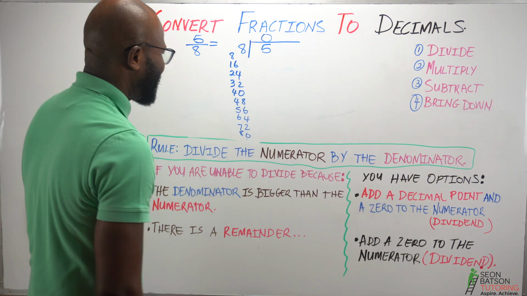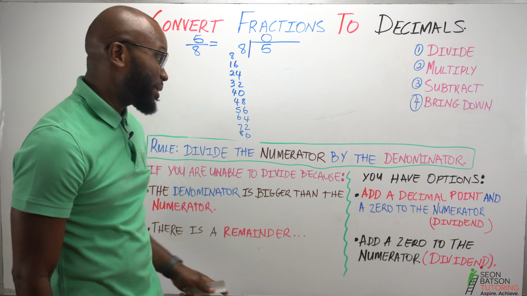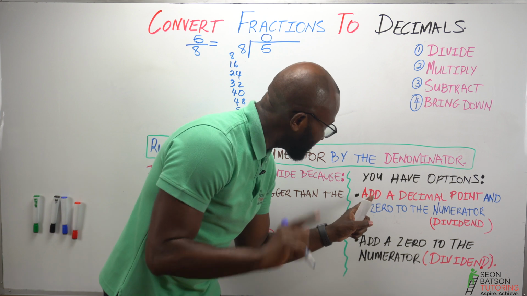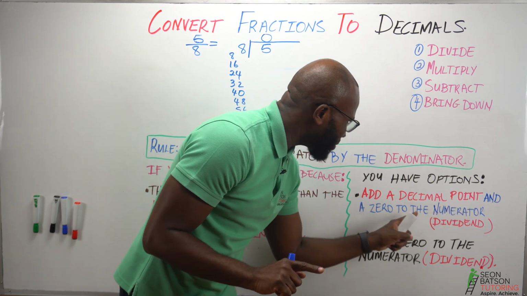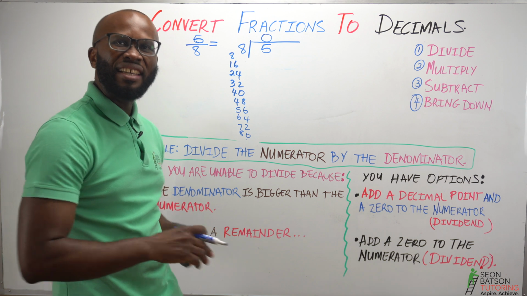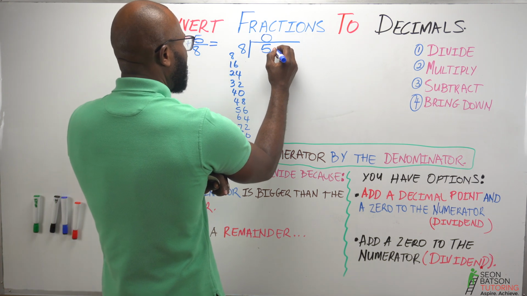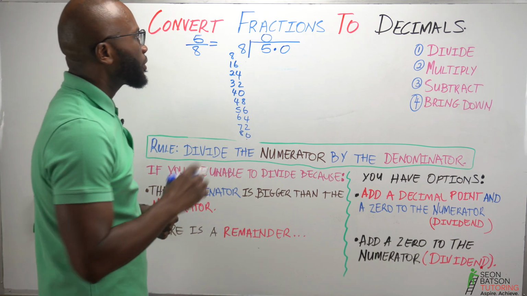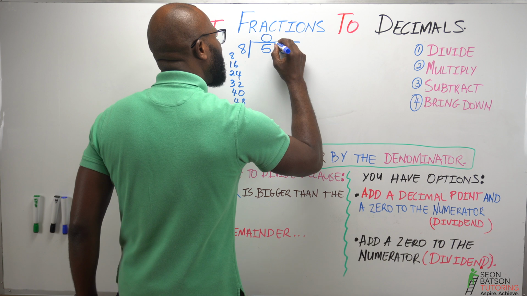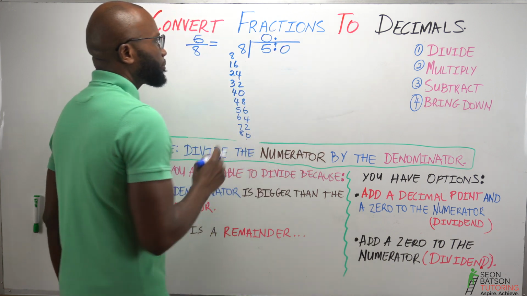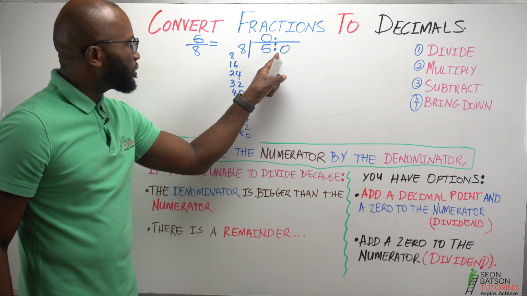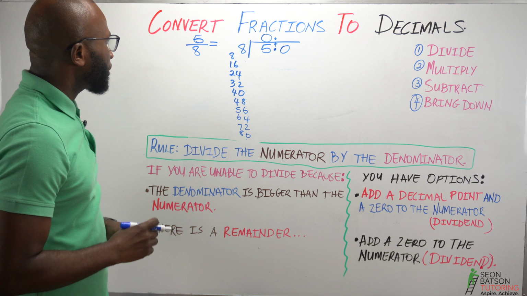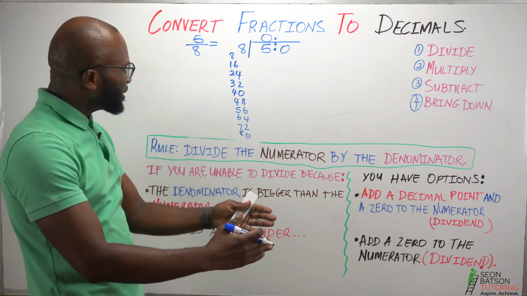There are options! Whenever you are unable to divide because the denominator is bigger than the numerator, you can first add a decimal point and a 0 to the numerator and continue dividing. So we'll add a decimal point and a 0 to the numerator. Never forget, you always put back this decimal point in your answer. Put it directly above the decimal point in the dividend, the one that's in your numerator. Now we can continue dividing.